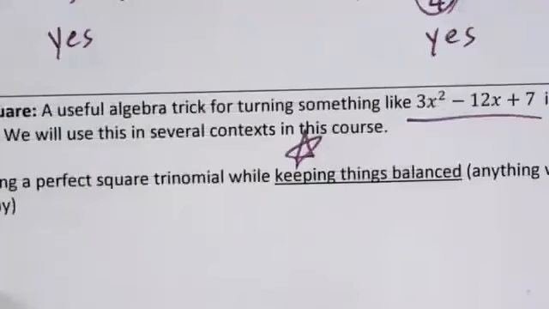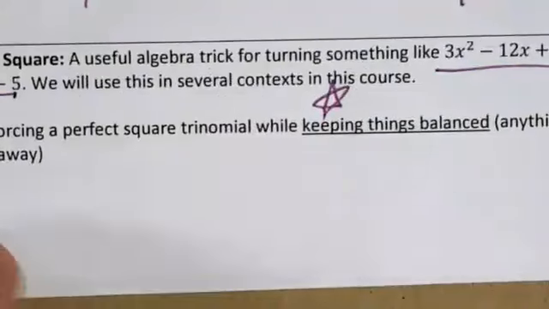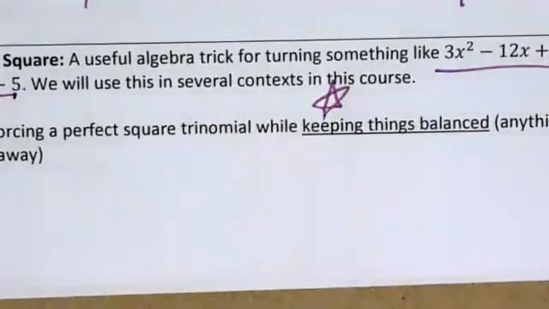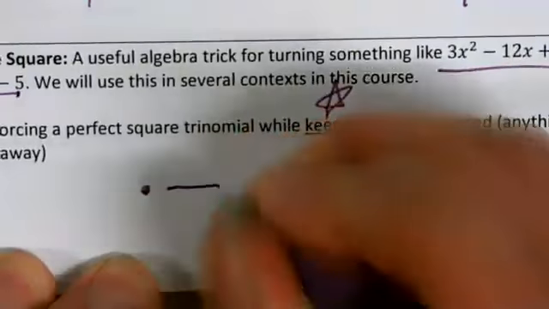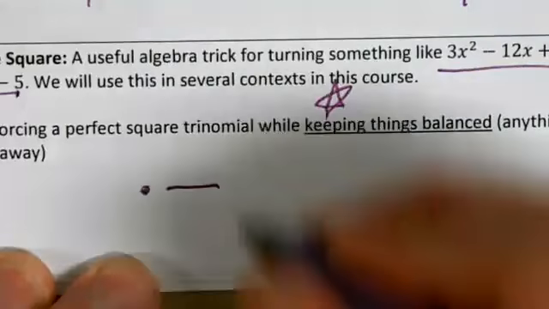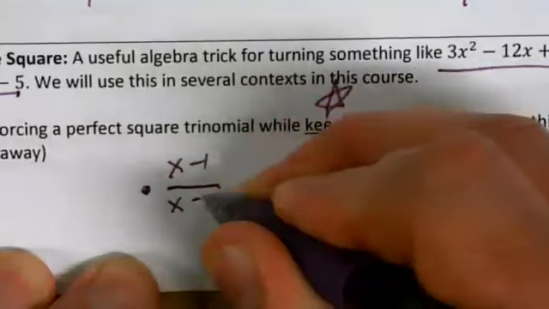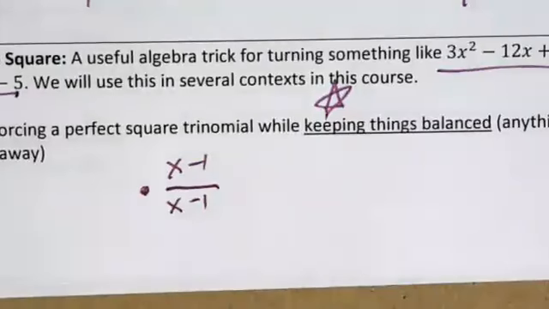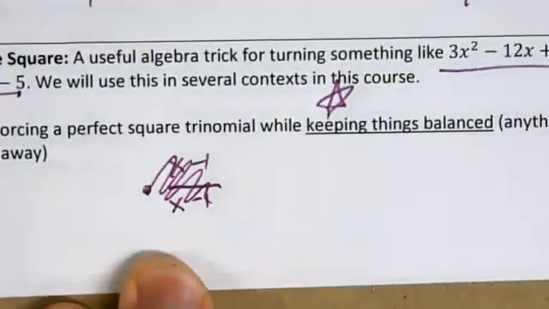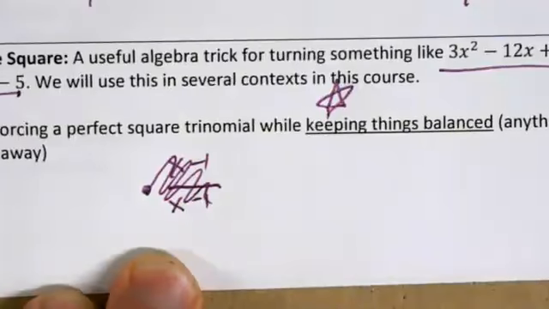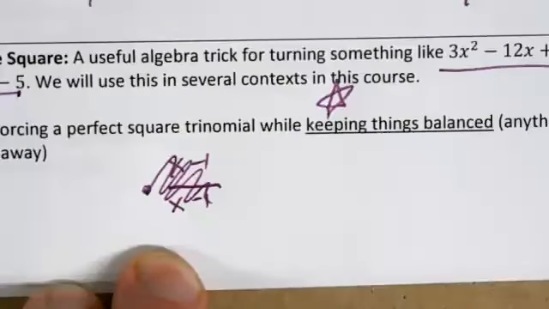So do you remember, 2 weeks ago, we found ourselves multiplying by fancy versions of 1? Do you remember that? We were multiplying by like x minus 1 over x minus 1. That's just 1, right? It's a fancy version of 1. Okay. So that was multiplying by a fancy version of 1. What we're going to be doing a lot with completing the square is adding a fancy version of 0, because adding 0 doesn't change something, right?